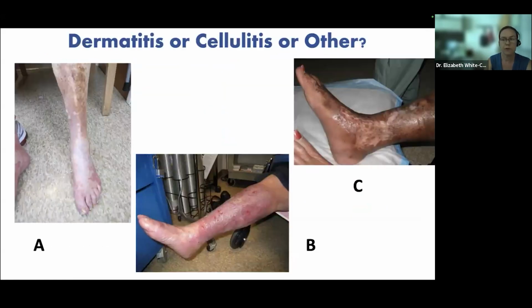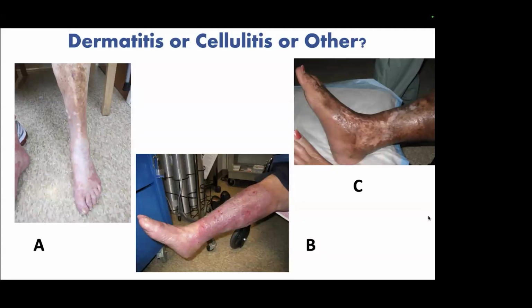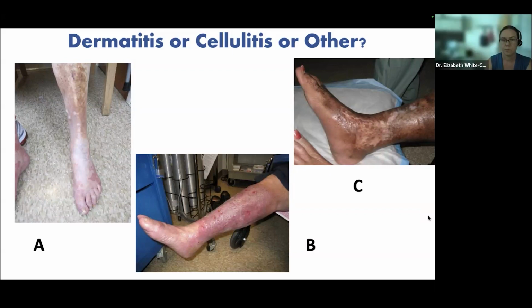Okay, so now we're going to have, I think, 3 slides altogether where it's dermatitis, cellulitis, or other. So Kristen and Sarah, if you can launch that for this slide. Sorry, you want to hit the back button at the top? Okay. There you go. Perfect. Awesome. Thanks for your patience.